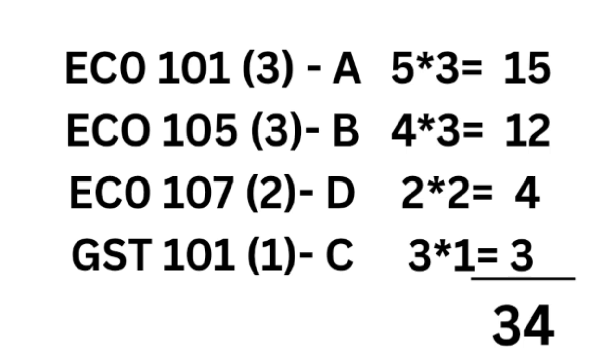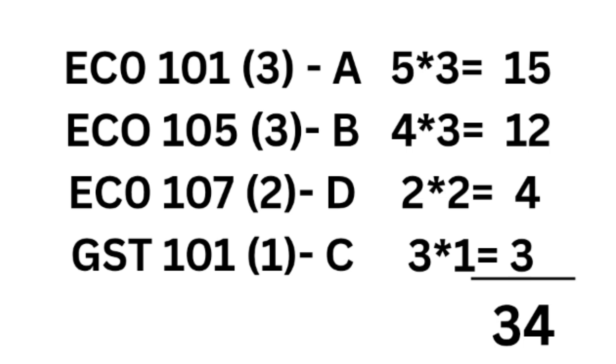And for the last course, that is GST 101, it's a 1 credit unit, and he got a C. And we know that C is 3 points. So 3 multiplied by 1 is equal to 3. So when you add 15 with 12, 4 and 3, you're going to have 34.